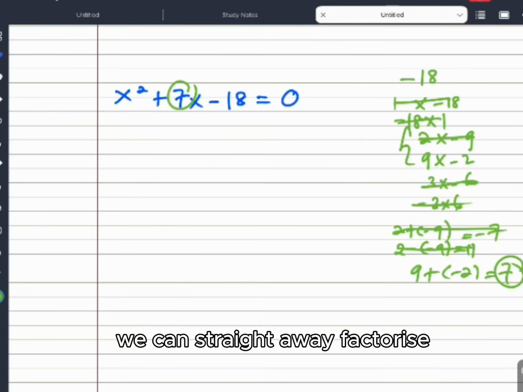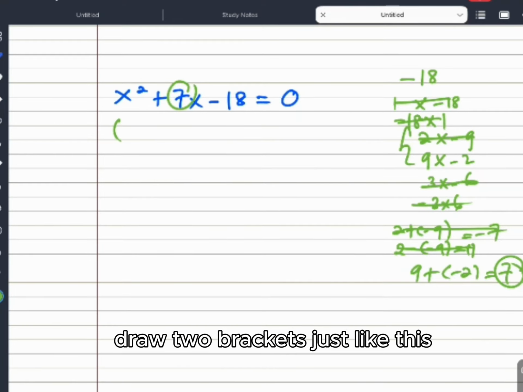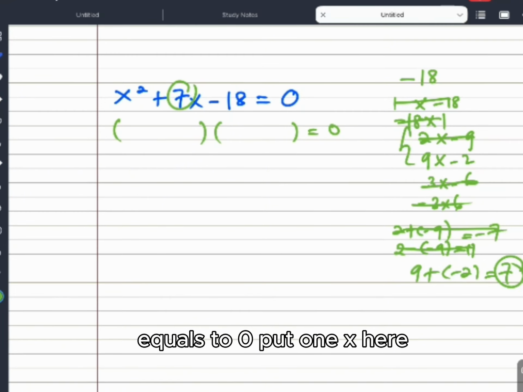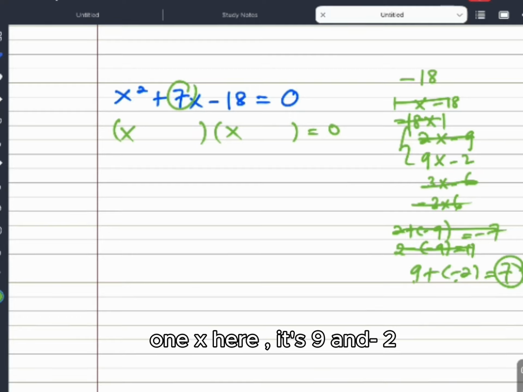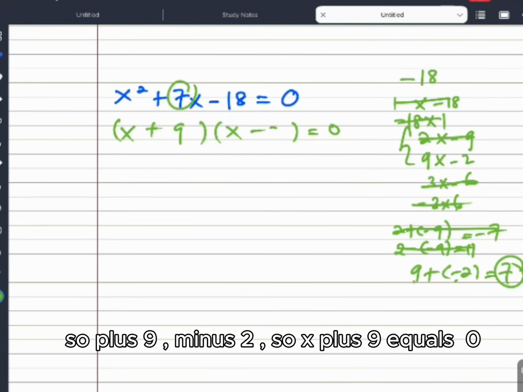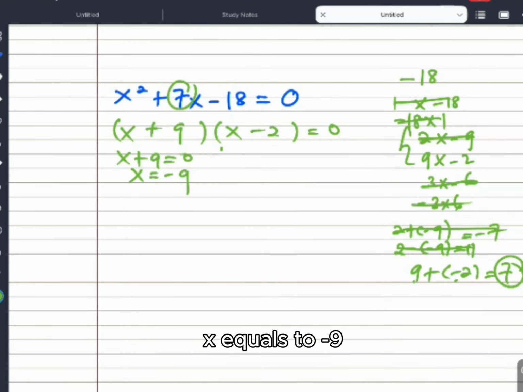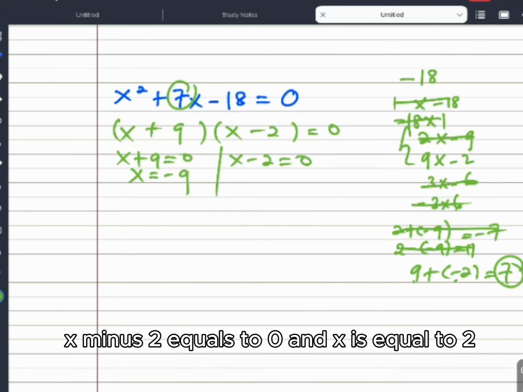We can straight away factorize, draw two brackets, just like this, equal to 0. Put one x here, one x here. It's 9 and negative 2, so plus 9 minus 2. So x plus 9 equals 0, x equals negative 9. x minus 2 equals 0, and x is equal to 2.